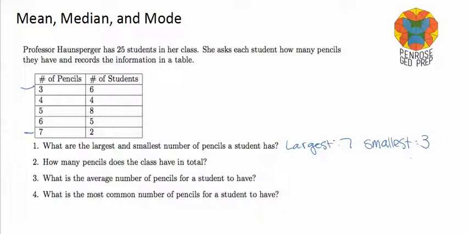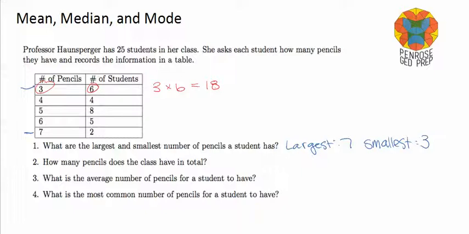Now, how many pencils does the class have total? Professor Hounsberger could put all the pencils in a pile and count them, but she could also use her table. So for example, we have 6 students who each have 3 pencils. So 3 times the 6 students is 18 pencils.